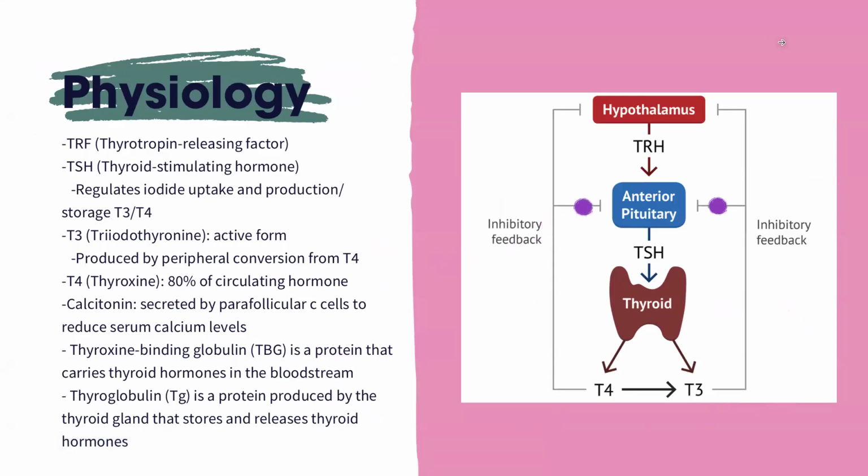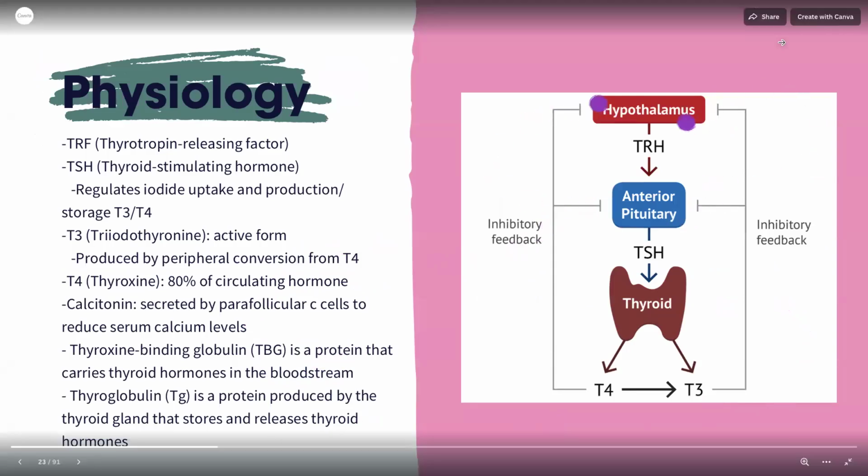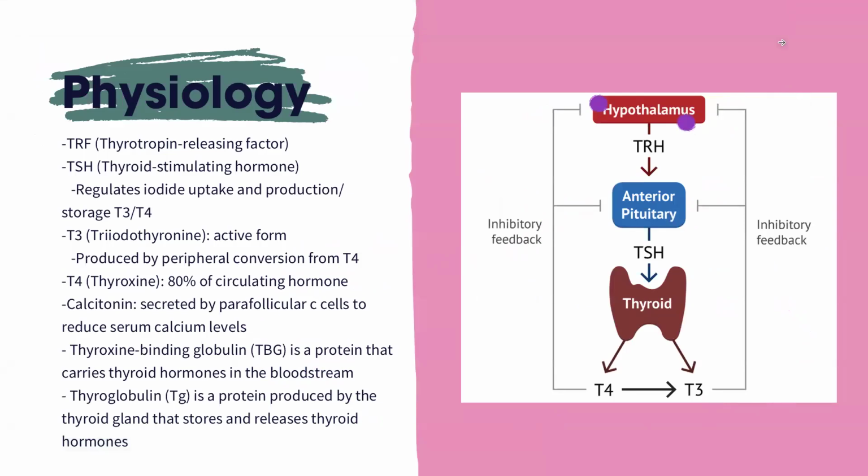Okay, so now moving on to physiology. This is just a brief review. Your thyrotropin releasing factor will come off the hypothalamus, act on the anterior pituitary to release TSH, which then acts on the thyroid. T3 is your more active form. Normally, T4 is what's in circulation, and the majority of T3 is made from peripheral conversion of T4. You also have calcitonin that comes from the thyroid, which acts to reduce your calcium levels.